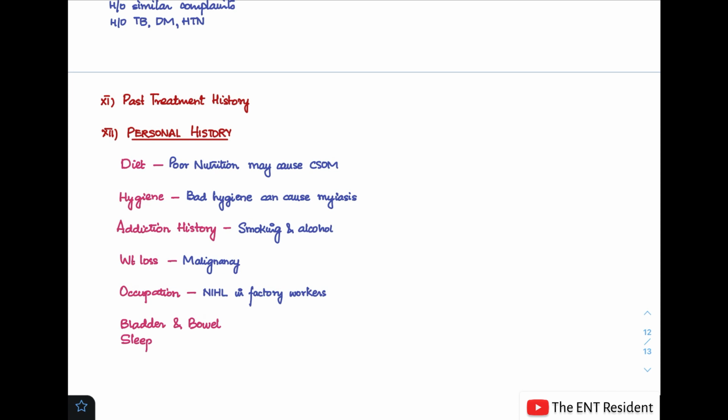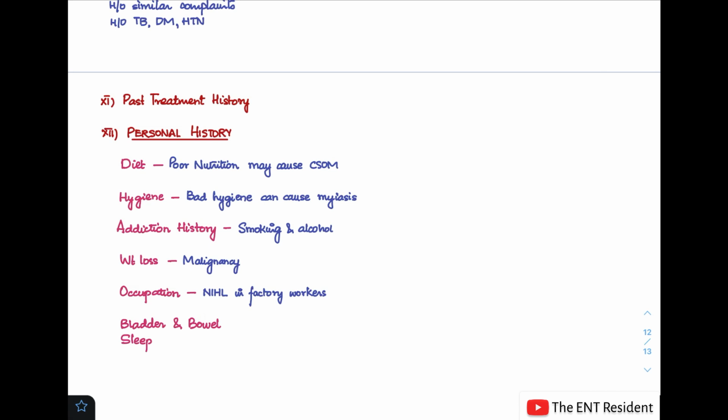The patient's addiction history, like smoking and alcohol, is important in terms of carcinomas. A weight loss history is again important in malignancy. Then occupation, which I've already discussed before, bladder and bowel habits, and sleep of the patient. So this completes the history taking in an ear case. Now, if we had to summarize, we start with the patient details like name, age, sex, address, occupation, and even religion. After that, we move on to the chief complaints and note them down in chronological order, that is, in the order that the patient presents them to you.